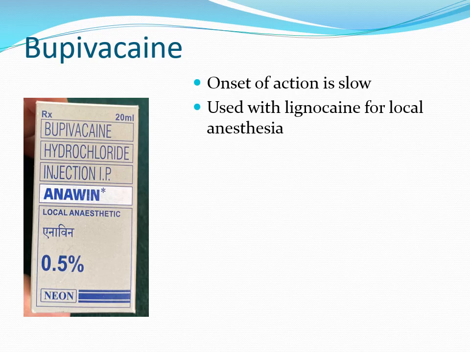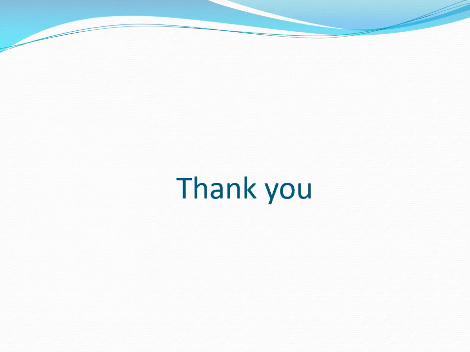The next is bupivacaine. It is also an anesthetic agent available as 0.5%, and it has a slow onset of action, and it is usually used with lignocaine for local anesthesia, nerve block, peribulbar and retrobulbar blocks usually before surgeries. So these are a few commonly asked drugs in your exams.